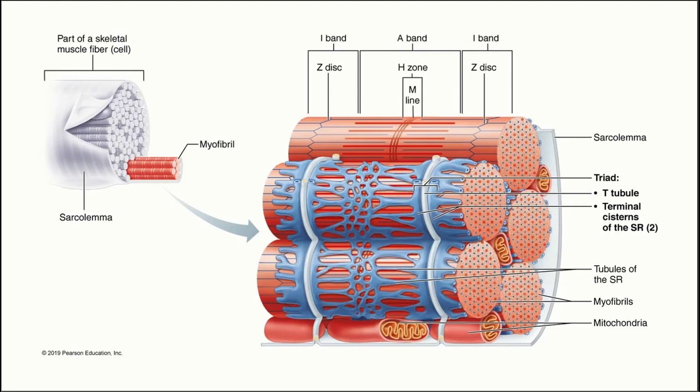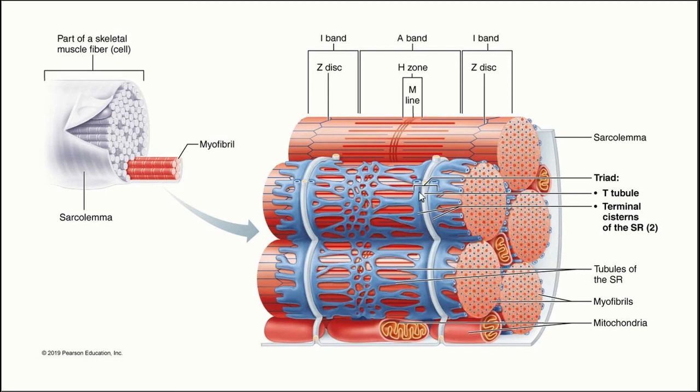Also, what we see is that the sarcoplasmic reticulum expands a little bit at its ends where it butts up against this tube-like structure, which is called a T-tubule. Now, T-tubules are tunnels of plasma membrane. So remember that these are essentially just tunnels of the sarcolemma. And these tunnels extend down from the surface of the cell to the myofibrils.